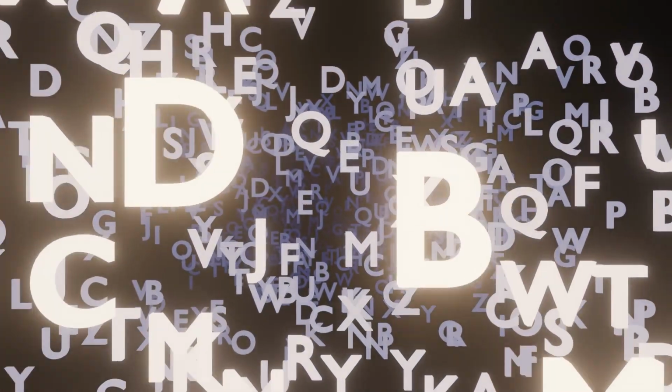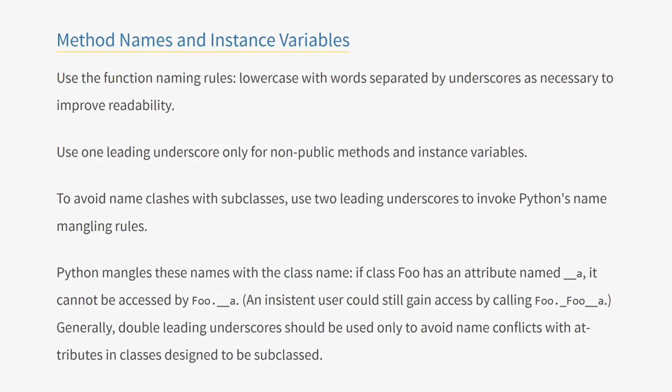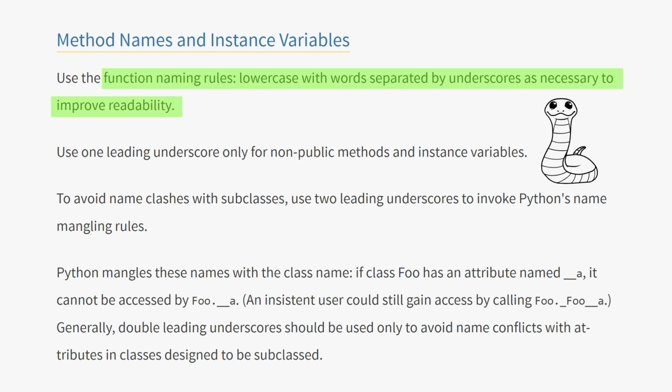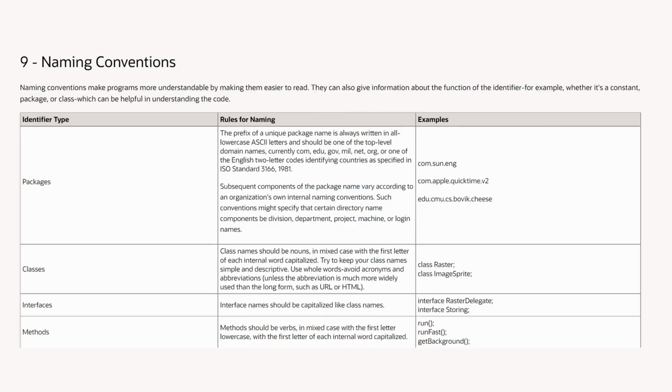For example, according to PEP 8, the style guide for Python, function names should be lowercase with words separated by underscores as necessary to improve readability, which implies using snake case. But in Java, the class names should be in Pascal case and methods should be in camel case.